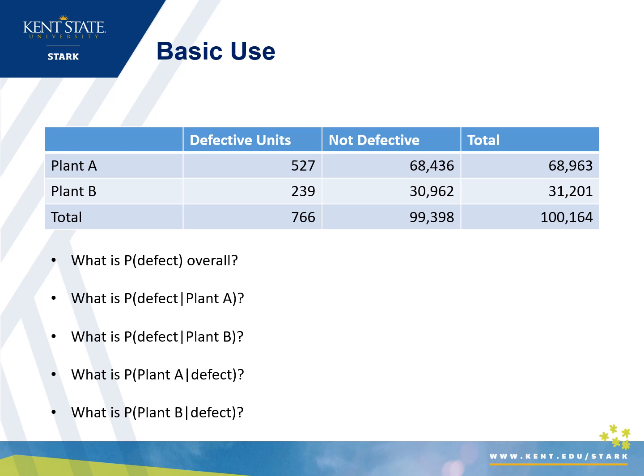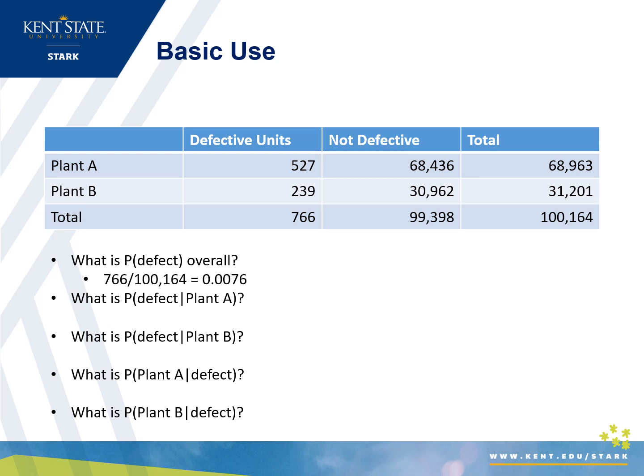First, what is our overall defect rate? To do this, we would find the total number of defective units, that's 766, and divide that by the total number of units, 100,164. So that gives us an overall defect rate of 0.0076, that's basically 0.76%.